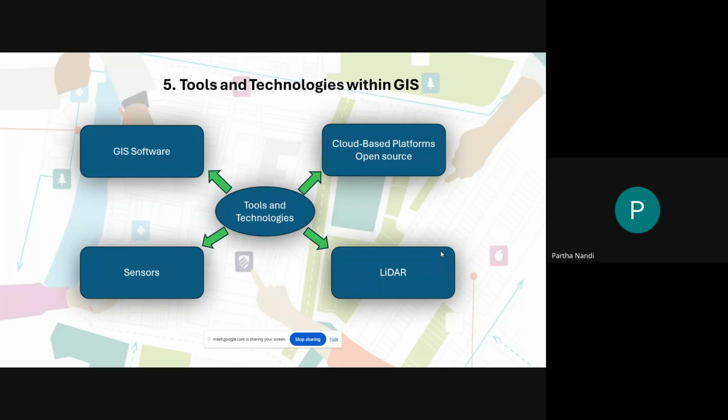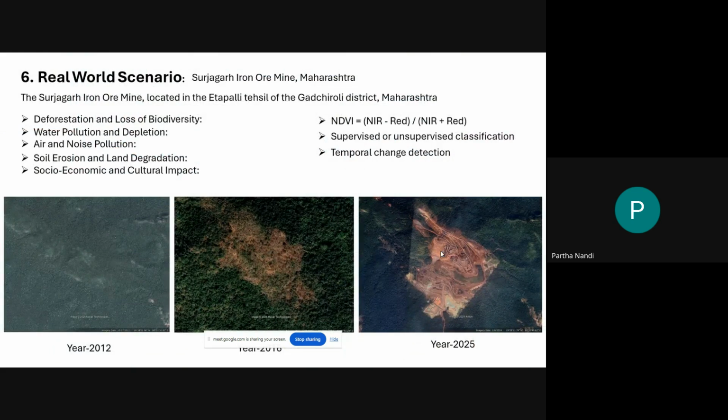Next, a very relevant and very trendy technology, LiDAR, light detection and ranging. LiDAR uses laser pulses to measure distance, creating highly detailed 3D models of the earth surface and vegetation structure. And this is very much used nowadays. So next, going to the real world scenario.